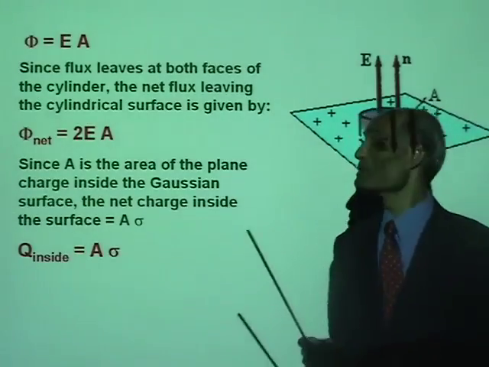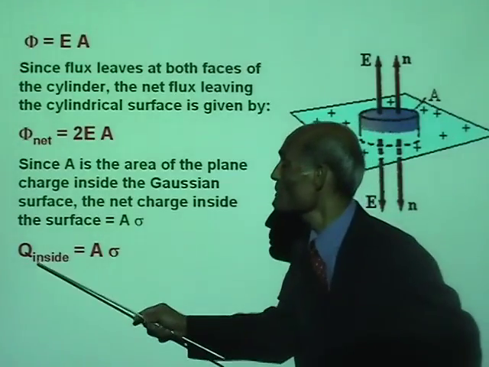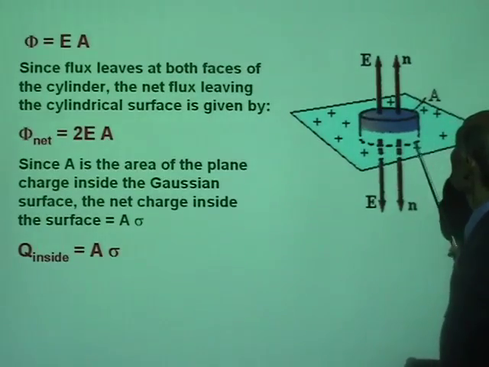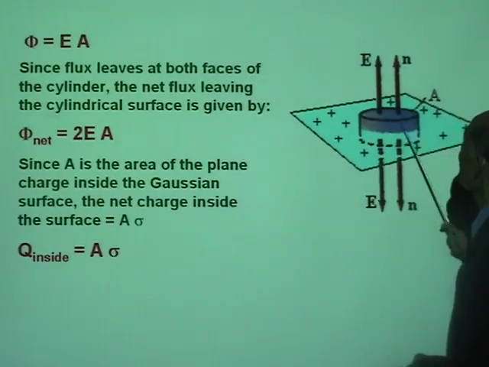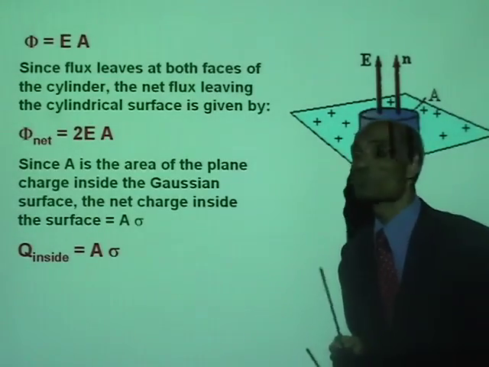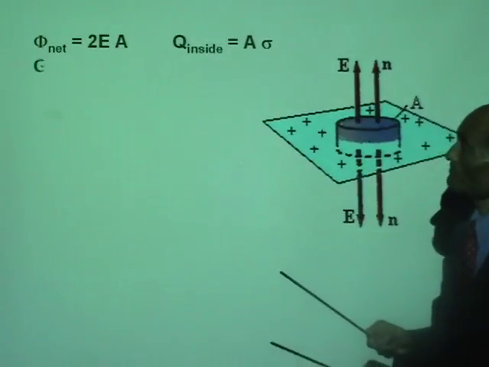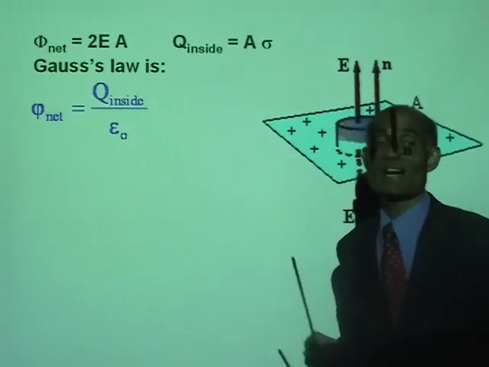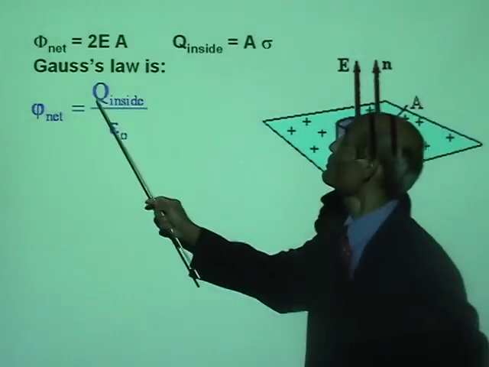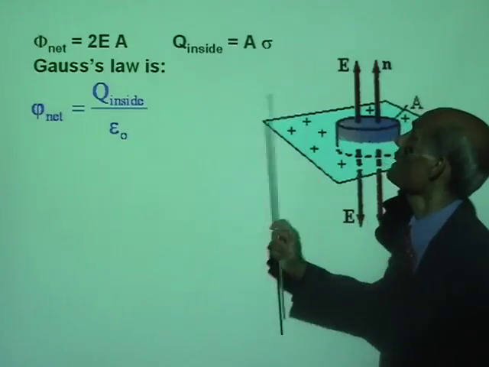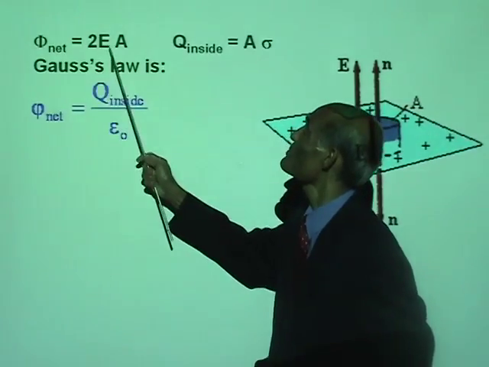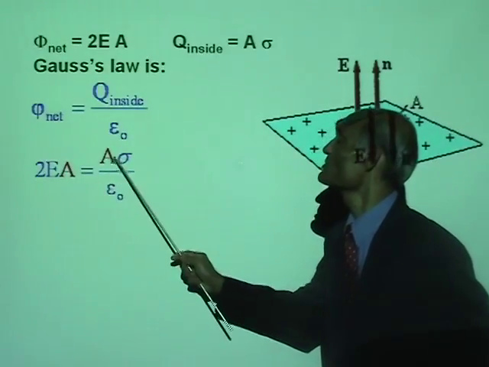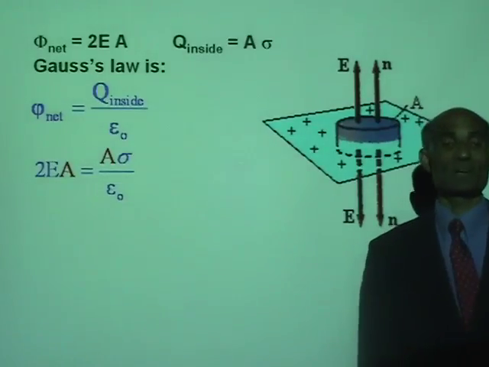And now, we come and use our Gauss's law. Q inside, therefore, equal to A sigma. The amount of charge inside the pillbox is that area multiplied by charge per unit area sigma. Alright, what's Gauss's law? Phi net equal to Q inside divided by epsilon naught, and Q inside is A sigma. Phi net is 2EA. Let's put that together. So 2EA equal to A sigma divided by epsilon naught.